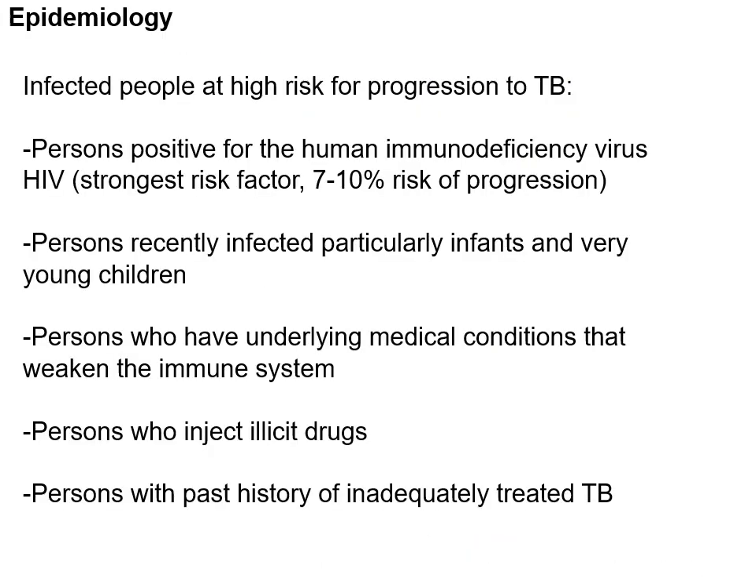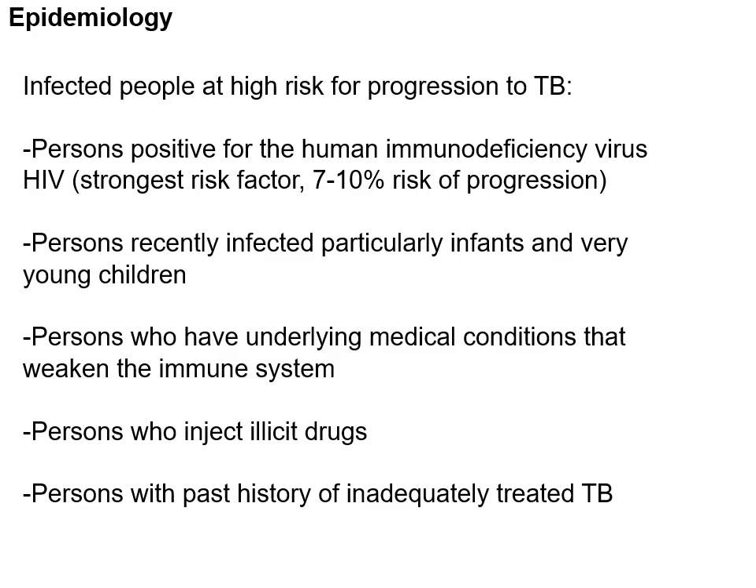The following are risk factors for progression to TB. So that is progression from the latent state to actually having an active TB disease. Persons who are positive for the human immunodeficiency virus, that is HIV. This is the strongest risk factor. In this case, you have a 7 to 10% risk of progression. Somebody who was recently infected with the organism, particularly infants and very young children, might progress to tuberculosis.